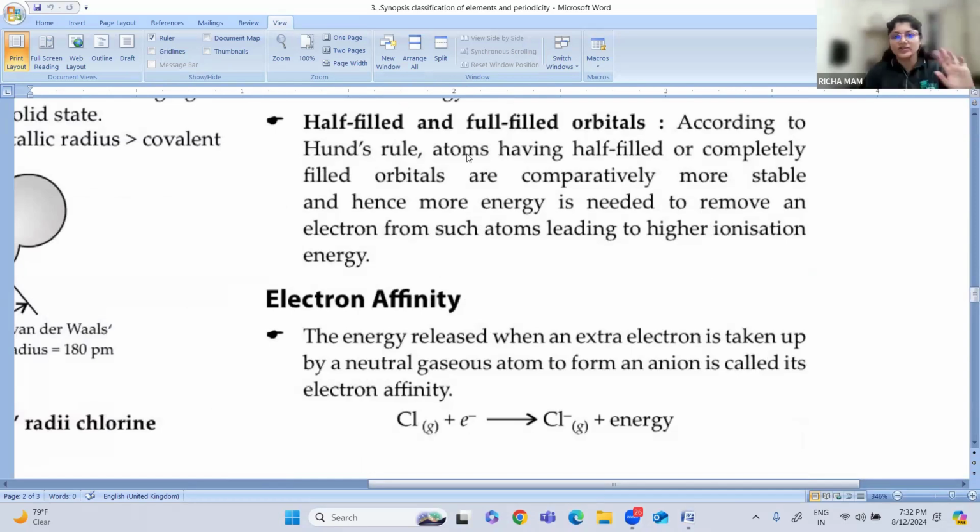Whatever questions I have left in between on ionization potential will be covered in the next class, because I have not explained the concept yet. So I thought of taking those questions later. The remaining questions and the remaining concepts we will discuss in the next class.